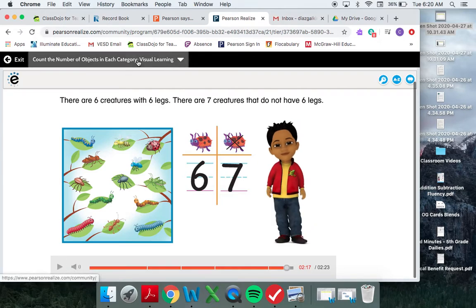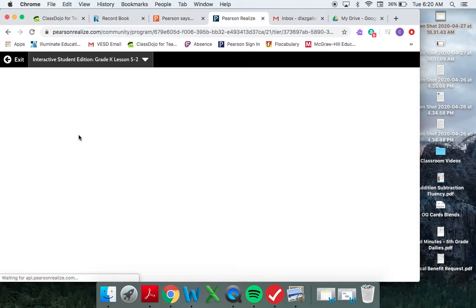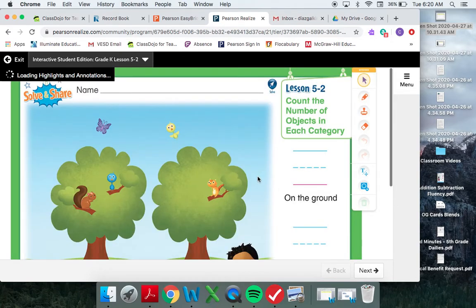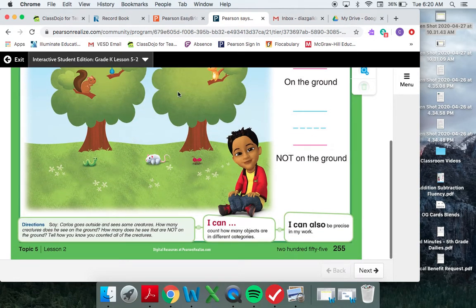Okay, so now we're going to jump into the lesson. So again, for today's lesson, lesson 5.2, we're going to continue to work on categorizing and classifying, but I think today we're using tally marks. So for this first problem right here, remember it's a solve and share, so it means you read the problem out loud. The kiddo uses the picture or manipulatives to solve.